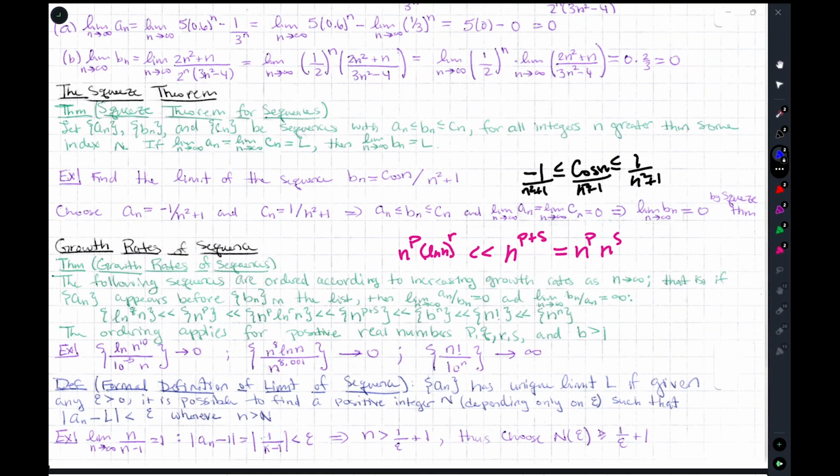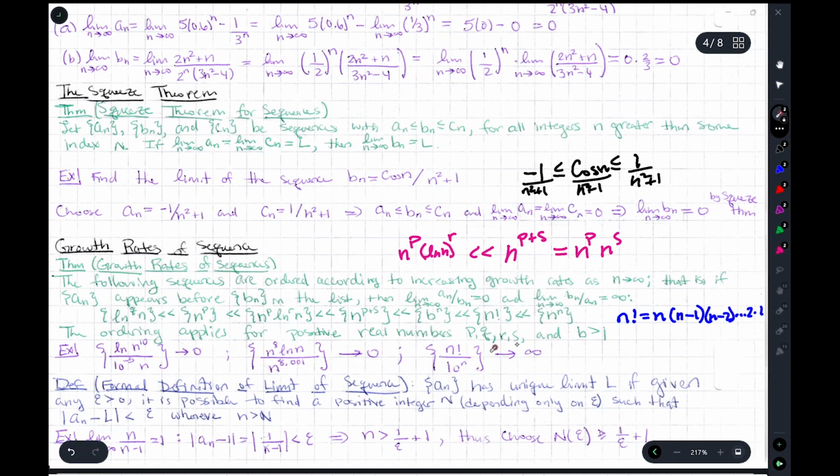I'll remind you here that n factorial is equal to n times n minus 1 times n minus 2 and so on down to 2 times 1. So that's what the factorial is. Factorials grow faster than exponentials, and then this beast here is n raised to the power n, and that grows even faster than factorials.